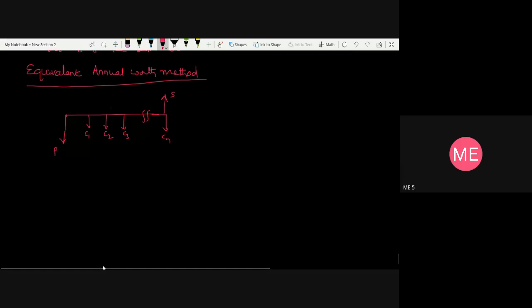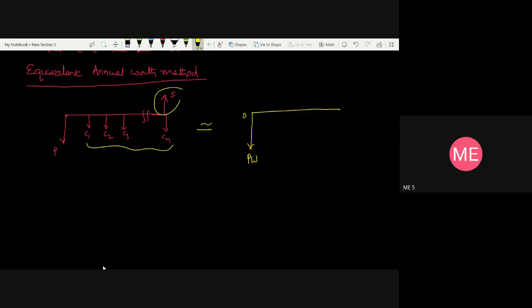If you have this kind of cash flow diagram, then what I am doing is finding the present worth of all the cash flows, converting the cash flows at 0, 1, 2 up to n into a single cash flow, that is the present worth at time equal to 0. That's what we have done in the present worth method of comparison.